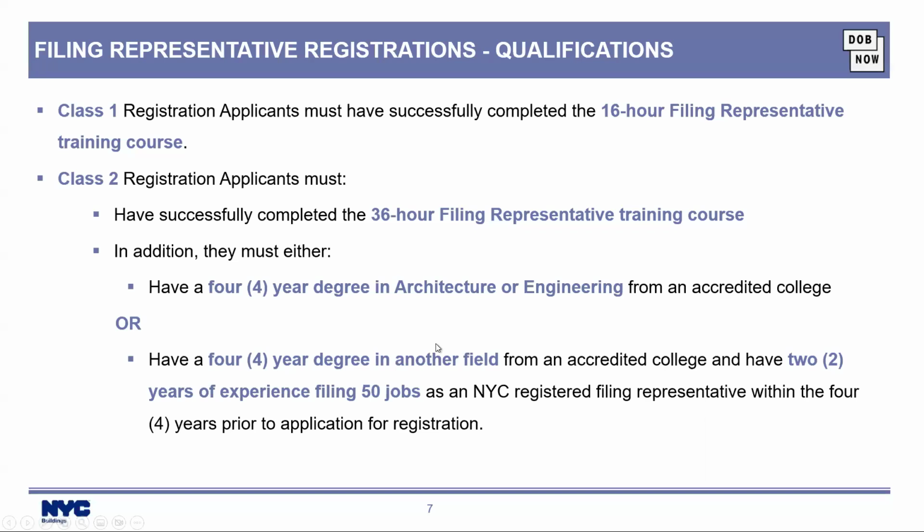So in terms of training, Class 1 registration applicants must have successfully completed the 16-hour filing representative training course. Class 2 registration applicants must have successfully completed the 36-hour representative training course, and either have a 4-year degree in architecture or engineering from an accredited college, or have a 4-year degree in another field from an accredited college, and have 2 years of filing at least 50 jobs as a New York City registered filing representative within the 4 years prior to application for registration.